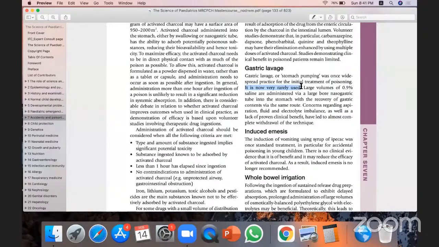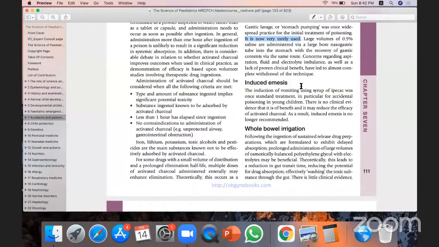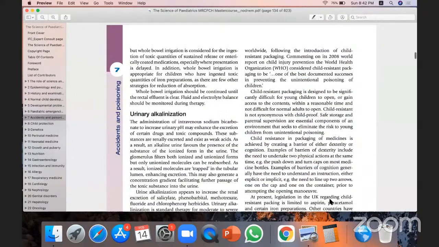Another one, write it down: we do not give gastric lavage in case of acid, alkali, kerosene and volatile substance. We don't give gastric lavage because they will cause aspiration pneumonia and scarring of the esophagus and trachea. Whole bowel irrigation and induced vomiting are all contraindicated now. They are not used in our pediatric age group. Maybe they are used in adults, but we cannot use them.